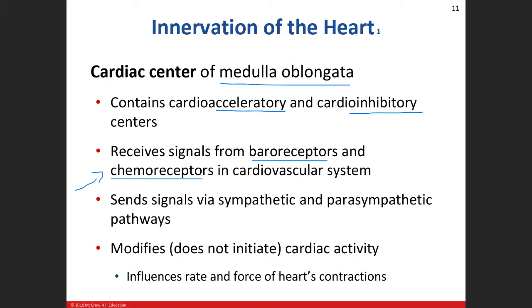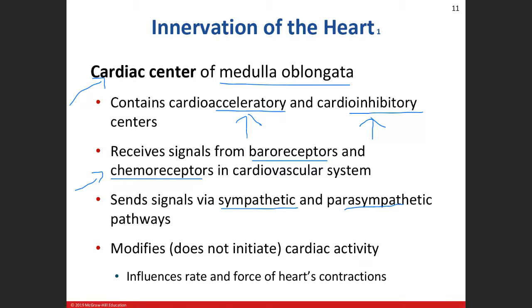Now we have our receptors. They're going to send information up to our control center, which is the cardiac center. And whatever's going on is going to stimulate either one of these and inhibit the other. So now we're dealing with the autonomic nervous system, both the sympathetic and the parasympathetic pathways. From what we know, fight or flight, sympathetic, which center do you think the sympathetic is going to stimulate? Which one, here or here? Yeah, acceleratory one. And then it will inhibit the cardioinhibitory center.